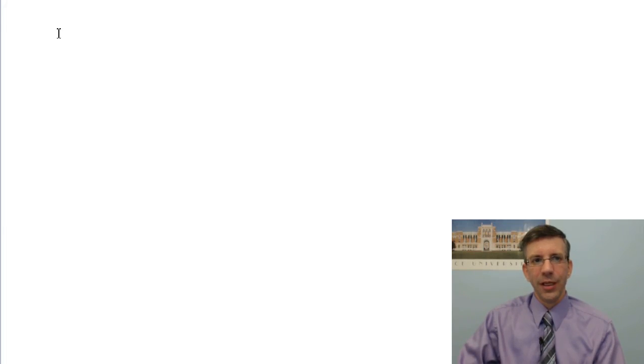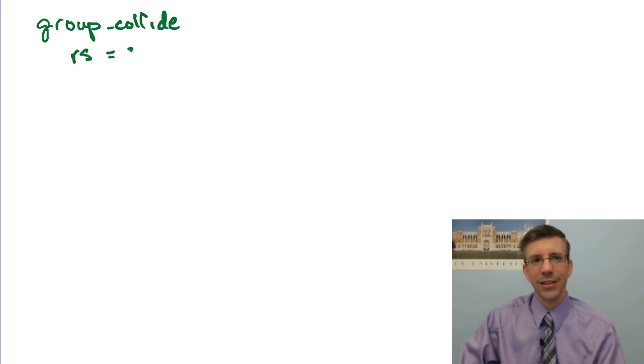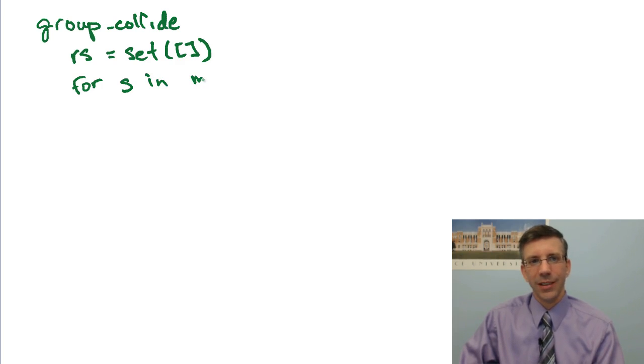Now, when you're thinking about implementing your group collide function, I showed you in the last lecture a way of doing operations on sets. And I showed you that you could basically, I think I called it remove set. You start with an empty set and you iterate, you know, for S in my set.